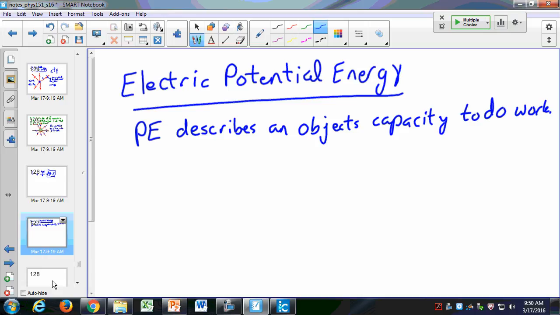If I have two positive charges at a certain distance from one another, what happens if I let them go? Right, they split apart because they have this repulsive force. So in a very similar way that we had gravitational potential energy, we'll also have electric potential energy.